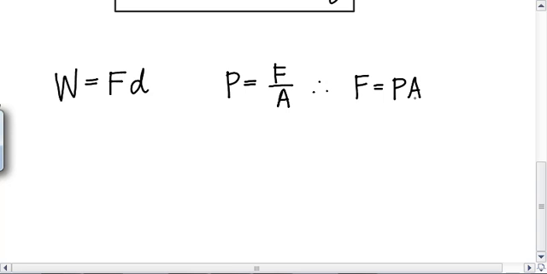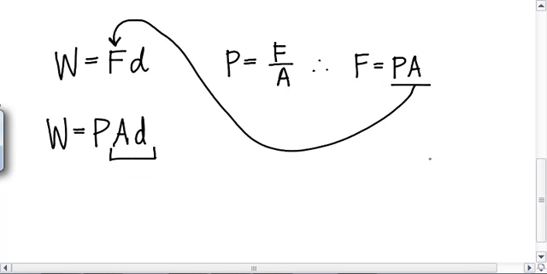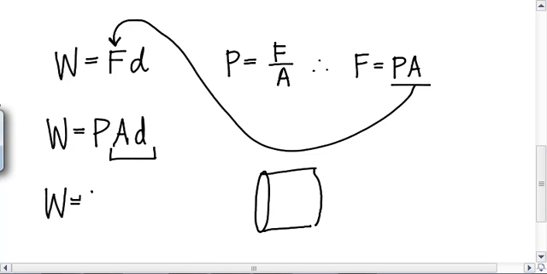Beautiful. So let's substitute that back in for our force. Boom, right there. So then work would be pressure times area times distance. What happens when you multiply area times distance? What do you get? Volume. That's right. If you multiply an area times a distance, you get a volume. So work is equal to pressure times volume in the most simple terms.